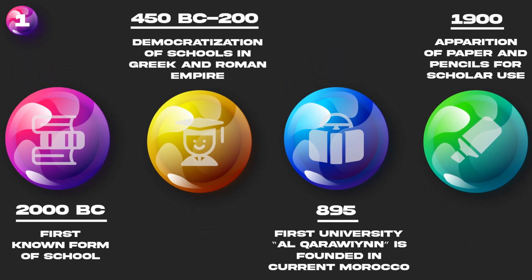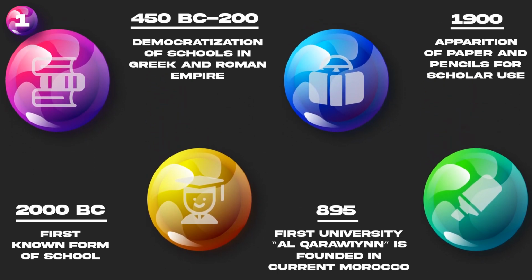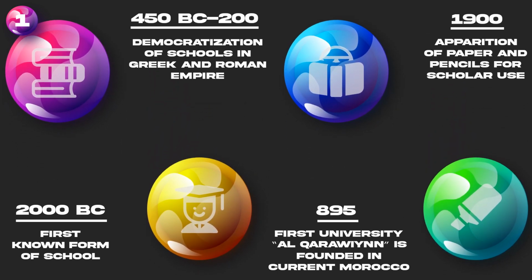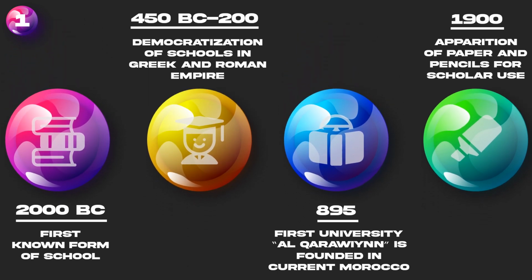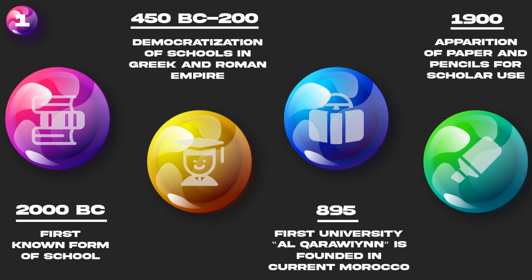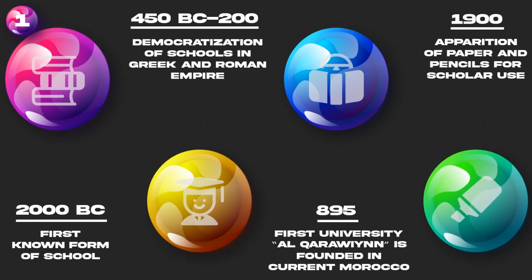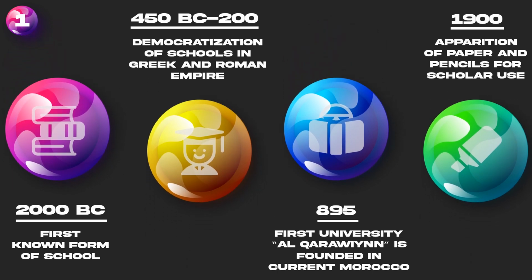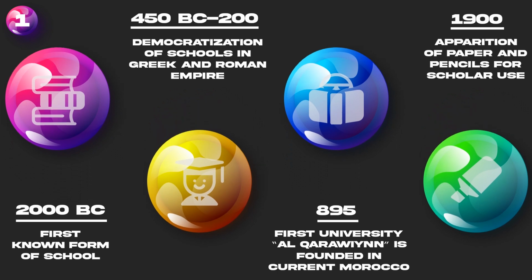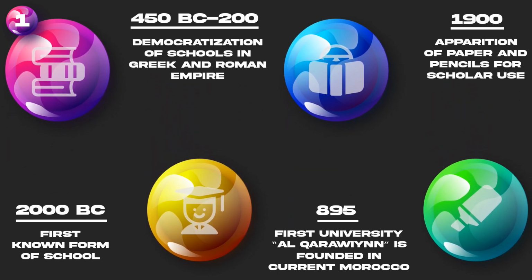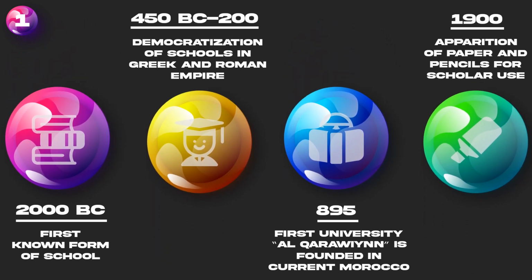Here is a quick summary timeline about education throughout the years, starting with the first known form of school that appeared in the 2000s before Christ, followed by the democratization of schools in the Greek and Roman Empire from minus 450 to 200, at the same time as Egypt in the end of the era. The first university as we know it today was called Al-Qarawiyyin and appeared in 895 in current Morocco, founded by Fatima al-Fihri.